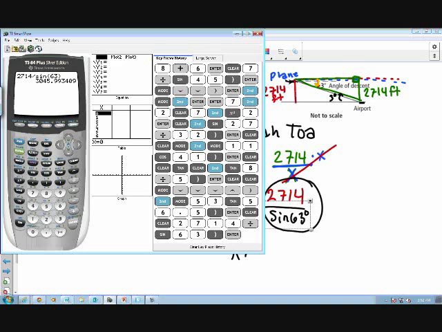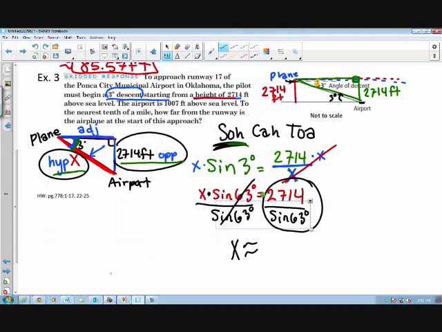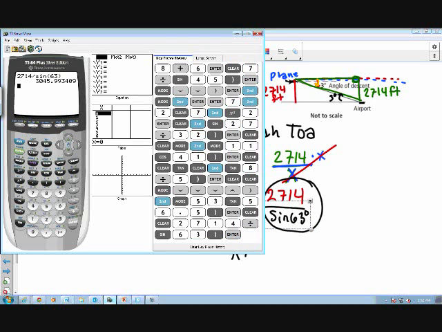Let's see if it tells us how to round. I think it does. To the nearest, yep, right here. The nearest 1/10 of a mile. How far from the runway of the airplane at the start of the approach. And the approach is that diagonal line. So to the nearest 1/10, we have 3,045.99. How does that round to the nearest 1/10?